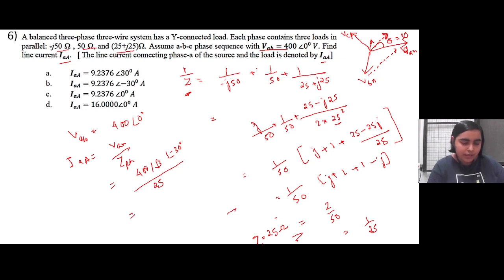So 400 divided by root 3 divided by 25 is around 9.237, and the angle is minus 30 degrees, right? So option B is the correct answer.